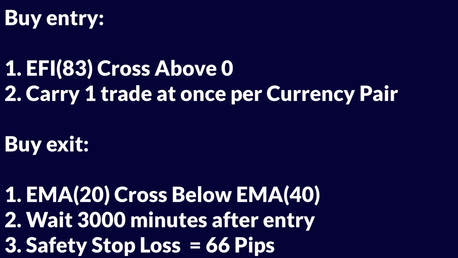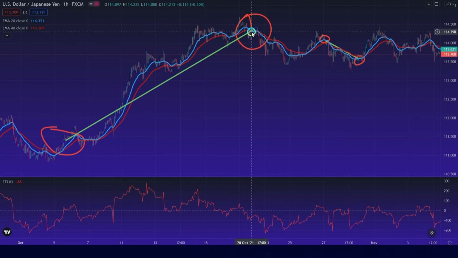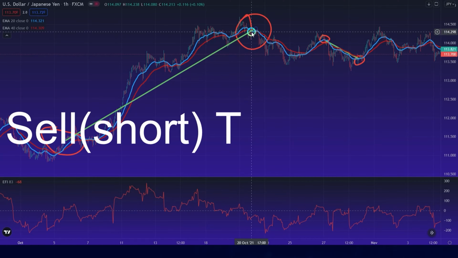First, when or if a 20 period EMA crosses below a 40 period EMA, we can close the trade if 3000 minutes has passed since the entry, or we can close the trade if the 66 pip stop loss was triggered. These are our rules. Now I show you the sell entry and sell exit rules.